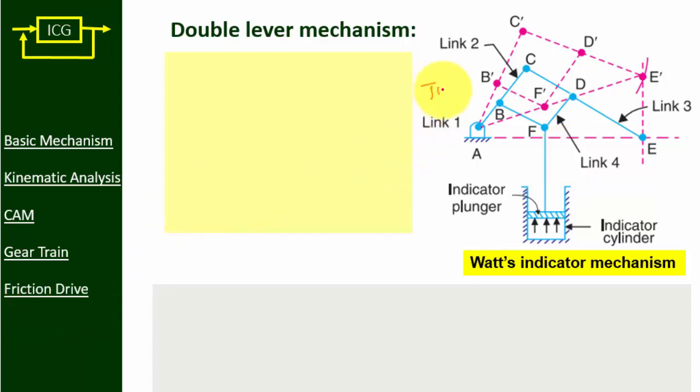Here there is no crank, which means there is no complete rotation. There are 4 links here. An example for this mechanism is the Watt indicator mechanism. This mechanism was introduced by James Watt. The purpose of this mechanism is to measure the work done by the steam engine. So this piston cylinder arrangement is fixed inside the steam engine.